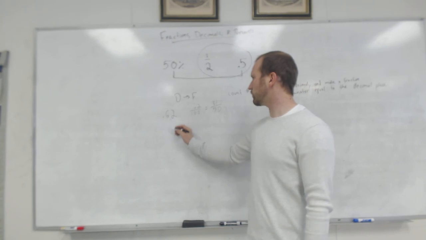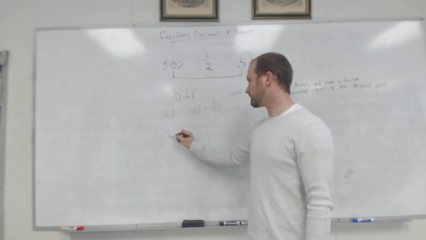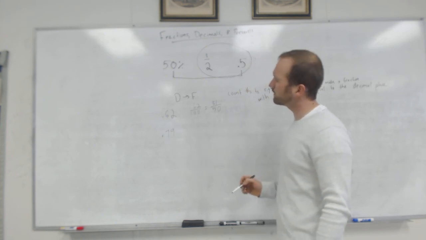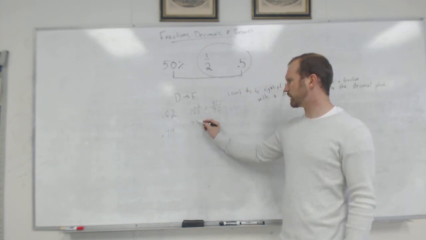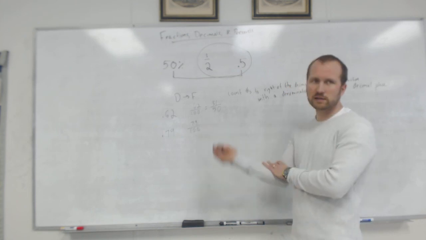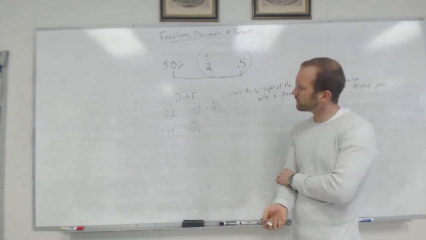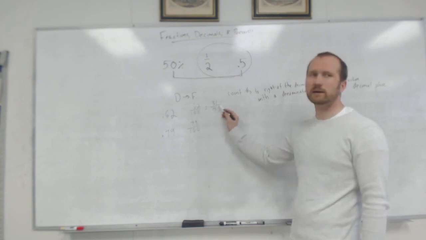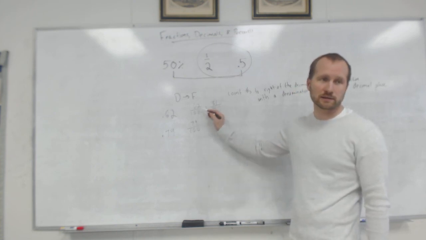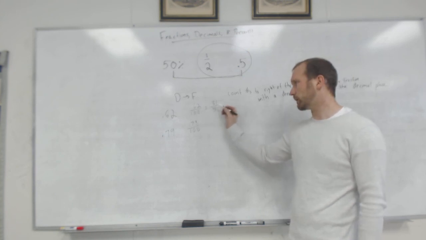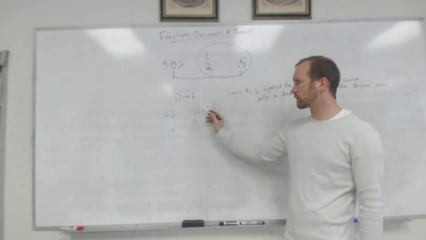Let's say my decimal was 0.79. 79 over 100. And I don't see any way to reduce that. So let's say you got 62 over 100 and you didn't get this. You did the process right, you just didn't reduce, right? So don't worry too much about the reducing. I'm really looking for this first step.